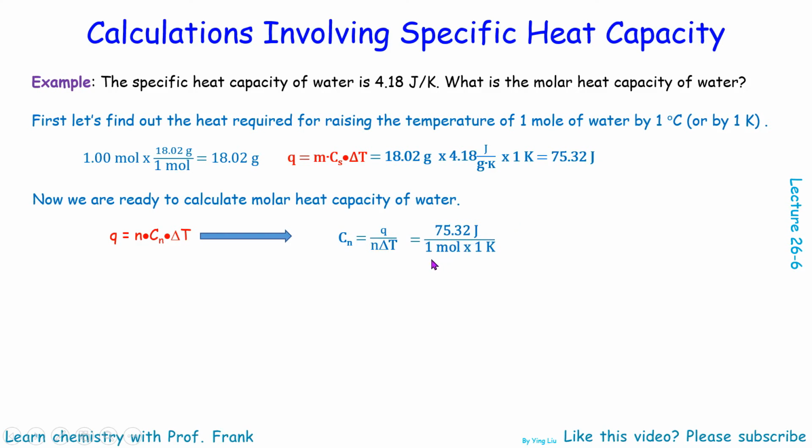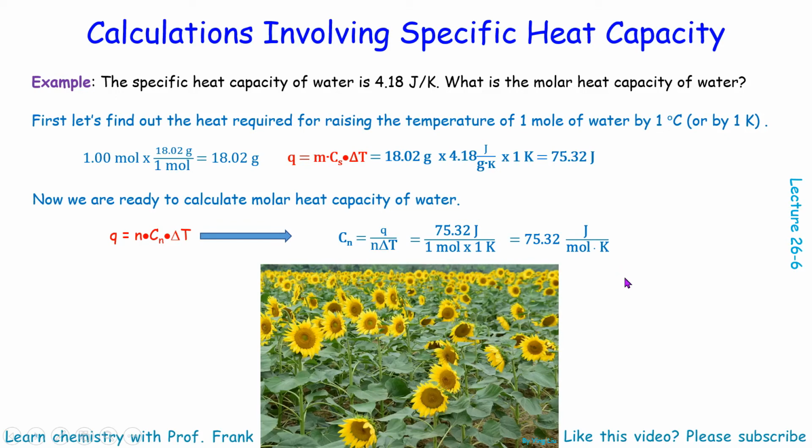And then n is 1 because the molar heat capacity, based on the definition, is the heat required for heating 1 mole of the substance by 1 degree. Temperature change, of course, is 1 degree K. So therefore, 75.32 joules per mole per Kelvin. That's the answer for this question.